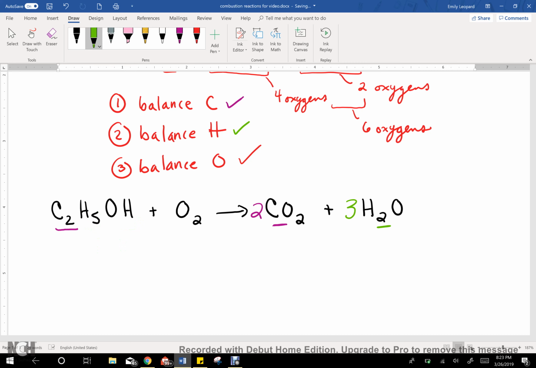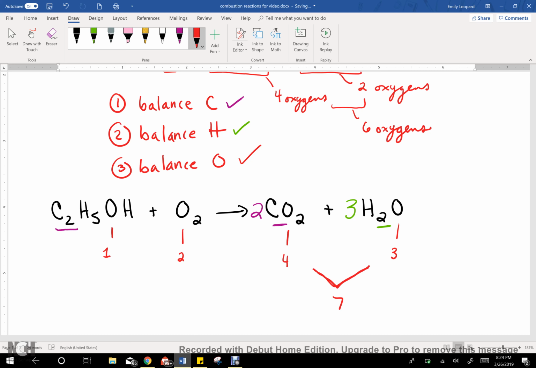Okay. So now, last but not least, I want to balance my oxygens. Okay. So if I look on my left, what I'm noticing is that I have 1 oxygen in ethanol, and I have 2 oxygens, just from oxygen by itself. So that's a total of 3. But if I look on the right side, I've got 4 oxygens coming from carbon dioxide and 3 coming from water. So together, this makes 7. So I'm kind of short on my left side.